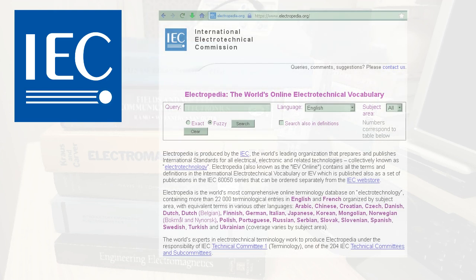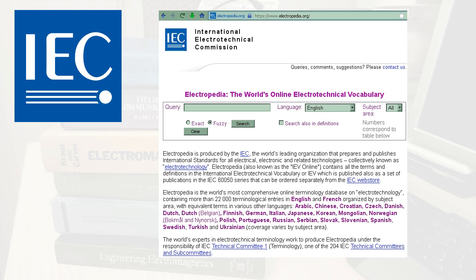More to the point, the IEC publishes the set of standards IEC 650 that contains the International Electrotechnical Vocabulary, IEV, which is publicly available at www.electropedia.org. Here is what it says on its webpage. Electropedia is produced by the IEC, the world's leading organization that prepares and publishes international standards for all electrical, electronic, and related technology, collectively known as electrotechnology.